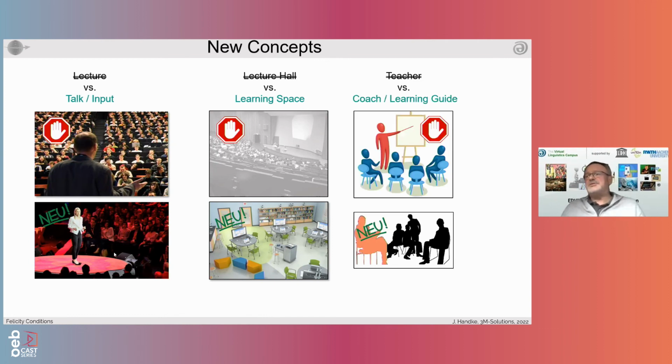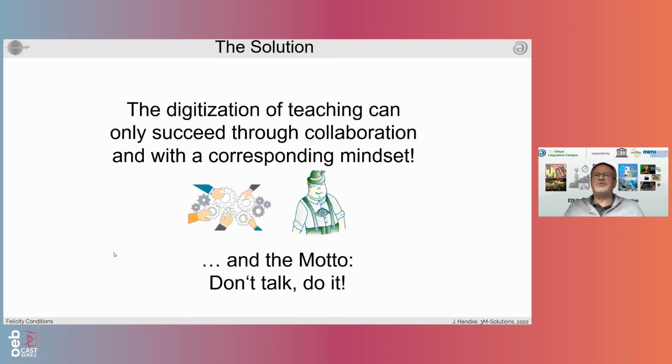And the teacher is no longer a teacher who stands in front of an audience and instructs them and delivers content, but the teacher has become a coach or a guide. And considering the wealth of material which I introduced to you earlier on in the astronomy course, well, we have to adhere to one general motto. The digitization of teaching, if we actually want to do it, can only succeed through collaboration. That is, you have to work together with your colleagues and with a corresponding mindset. The mindset means you have to be in a position and you have to accept that you share material with your colleagues, which in Germany is a big problem. And the motto is don't talk, do it.